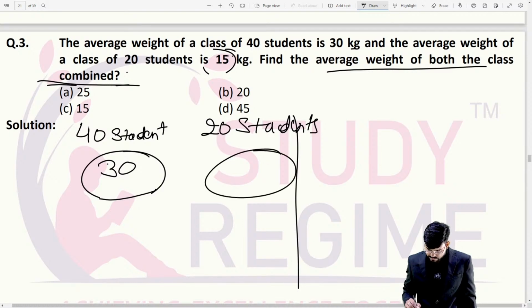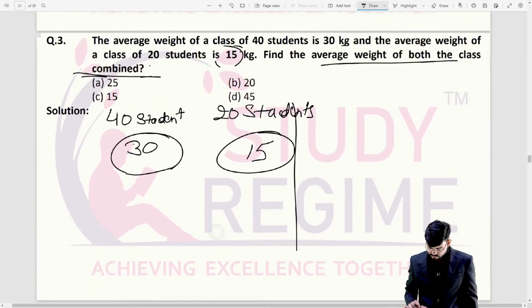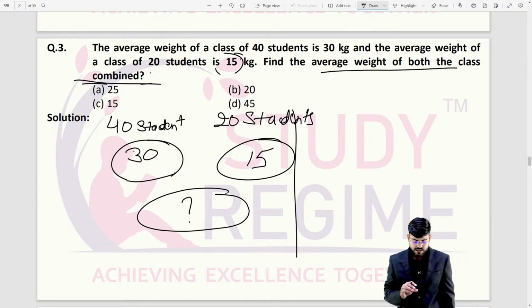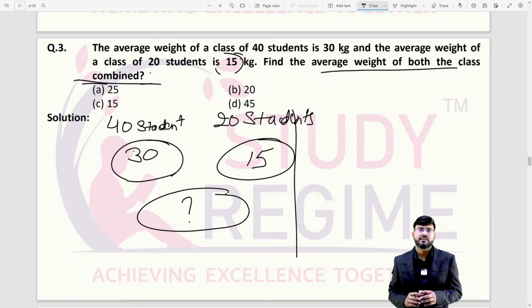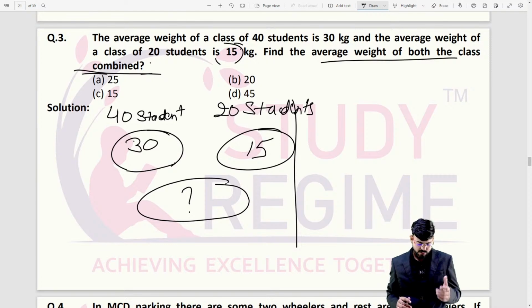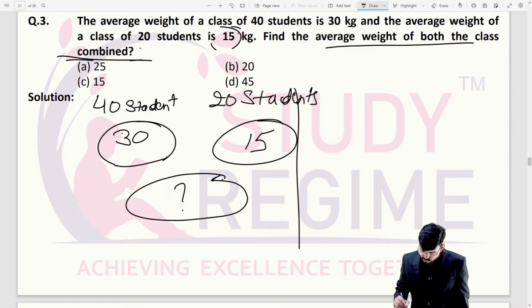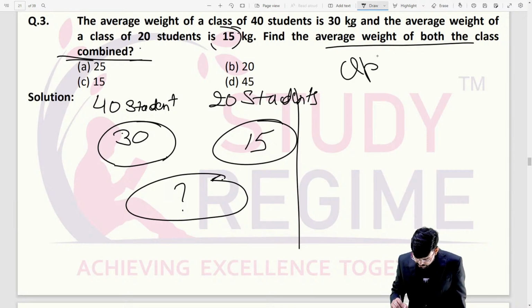And here the average weight is 15. Okay. This time it is asking, if you are combining these two classes, then you have to find the average weight of both the classes. Clear? In earlier questions the value of the average was given, but now here you have to find it. See, in this question we will use the option method.